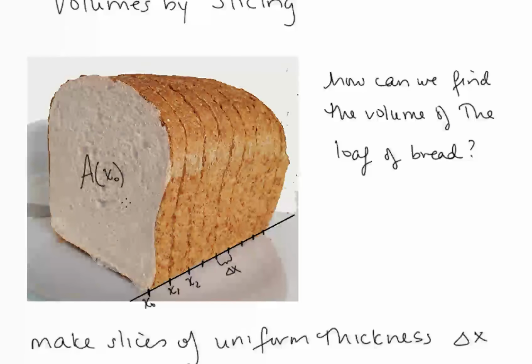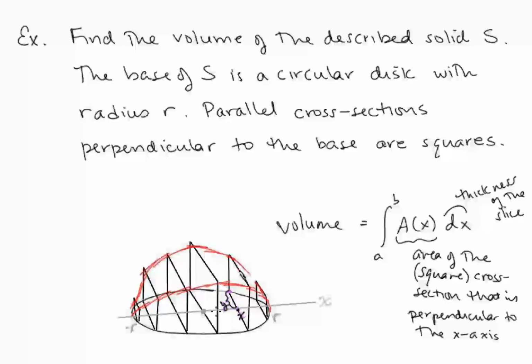Now, we don't have numbers here to go with this loaf of bread, so we're going to now talk about a more mathematical example. Find the volume of the described solid S. The base of S is a circular disk with radius r. Parallel cross-sections perpendicular to the base are squares.